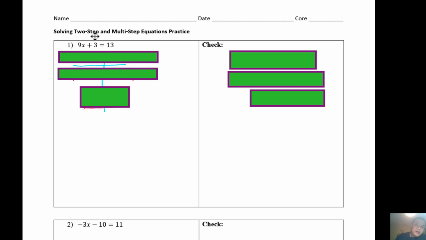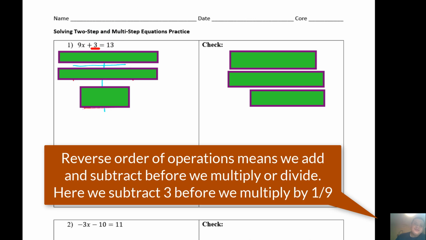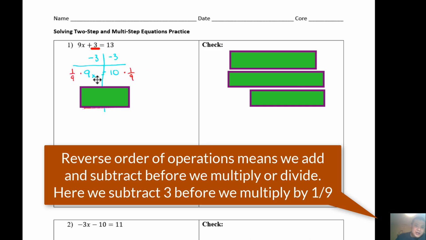Question number one, our first thing that we want to get rid of here is the constant, which is this 3 right here. Because we're going in reverse order of operations, we're going to get rid of that 3. To get rid of that 3, we are going to subtract 3 from both sides. Subtracting 3 from both sides, what we get is simply 9x. And 13 minus 3 is 10.